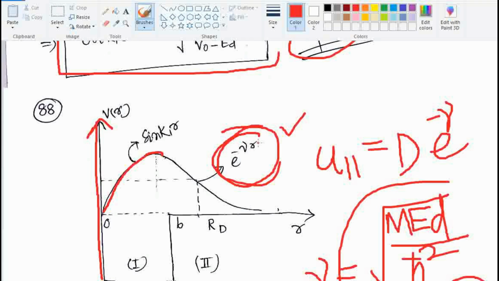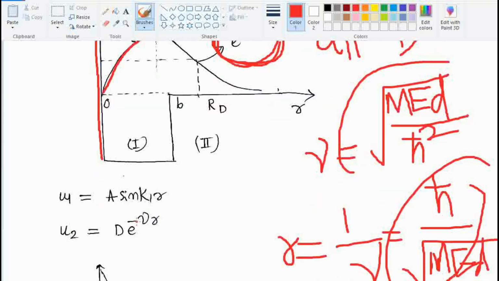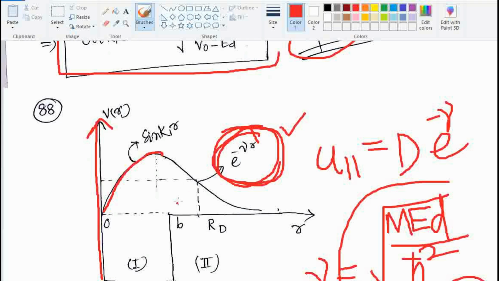So that's why you cannot get the effect of e to the power minus gamma in this 0 to b region. Here the sin kr is playing the role effectively, and you cannot get the role of e to the power minus gamma, but the effect of gamma is also present here, though that effect is very negligible. Now if you extend this part, I am extending this e to the power minus gamma r, so it will meet somewhere.